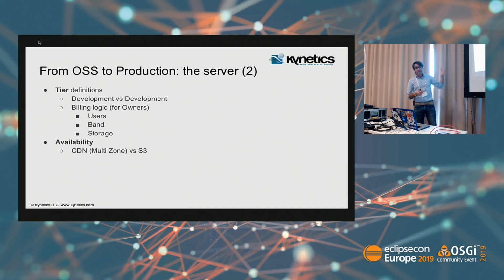Of course, availability is another thing. Do you need a CDN? You don't need a CDN. A CDN can work on multi-zones. Instead, you can work with S3 as the unique source of artifacts, but it's not multi-zone. So sometimes you can have some lag if you're downloading from Japan or from the United States or Europe.